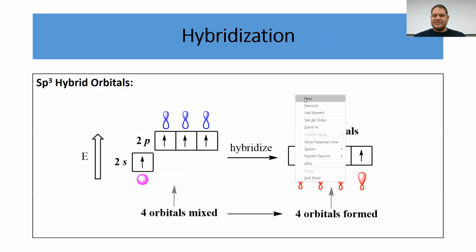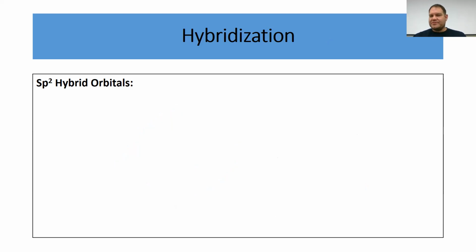All right, let's go into the next type of hybrid orbitals. These are known as sp2 hybrid orbitals, okay? Now, sp2 hybridization occurs because we take one s orbital and only two p orbitals, and we combine them together, okay, to form these new hybrid orbitals.